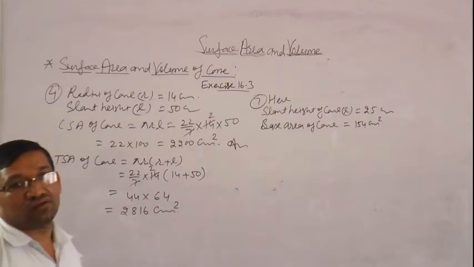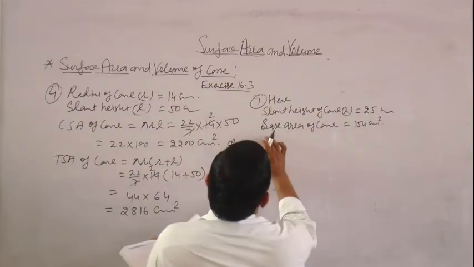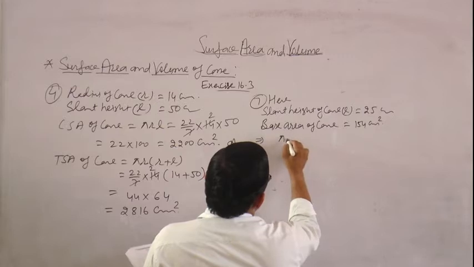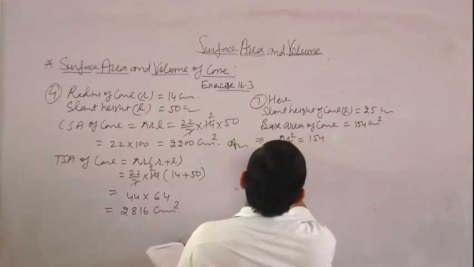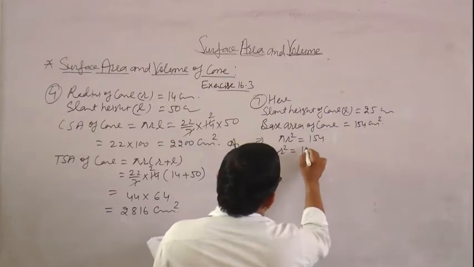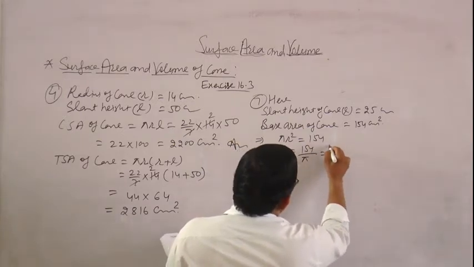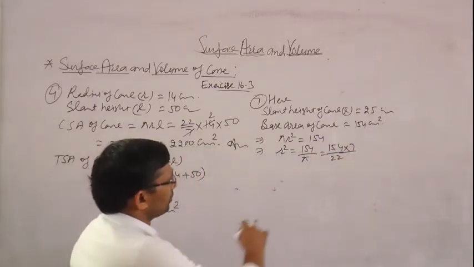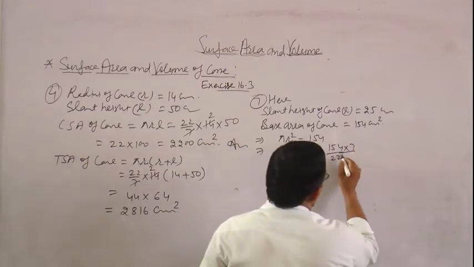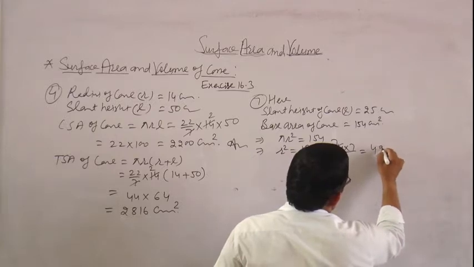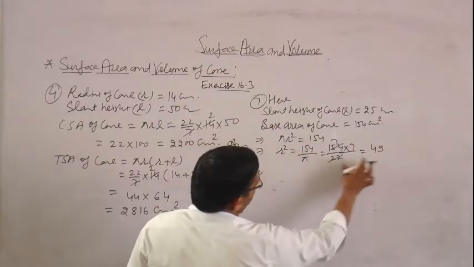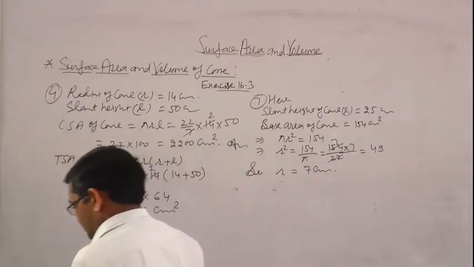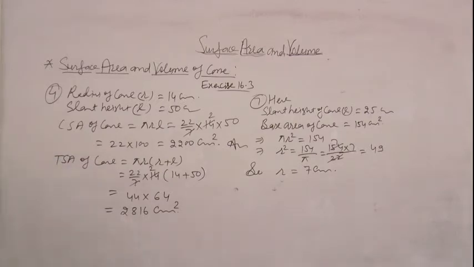Okay, we want to find out height. Because base area of cone is given 154 centimeter square, we know that base area of cone is pi r square. Pi r square is equal to 154, so r square is equal to 154 upon pi is equal to 154 upon 22 upon 7, it means multiply by 7. 154 divided by 22 is 7, 7 times 7 is 49. So because r square is equal to 49, r is equal to 7 centimeter. Radius of cone is 7 centimeter.